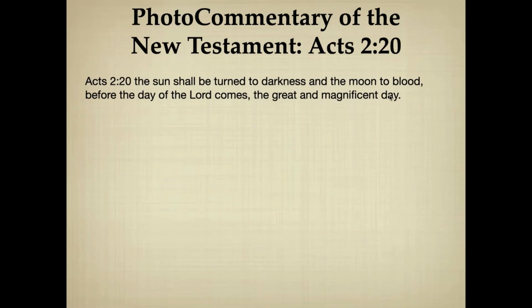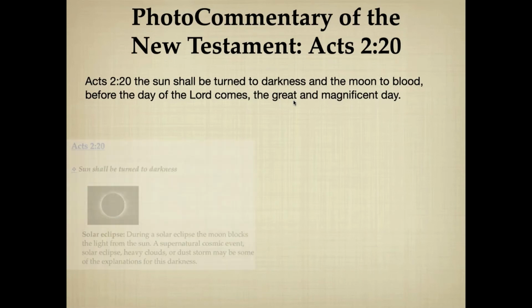In Acts 2:20, and this I believe is the sermon of Peter, it says, the sun shall be turned into darkness, the moon to blood before the day of the Lord comes, the great magnificent day. Well, this is actually a quotation, I believe, from the prophet Joel, but how can we illustrate this? Well, let's look at this.